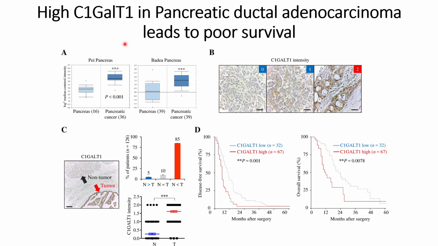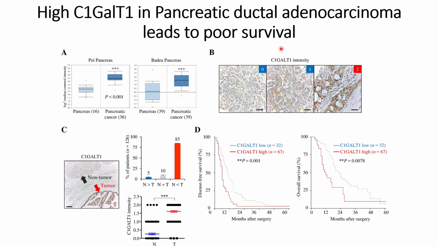So how did they come to this point, that C1GalT1 in pancreatic ductal adenocarcinoma leads to poor survival? First, they compared the C1GalT1 expressions in two pancreatic datasets, that is Pei pancreas and Badea pancreas. Here they are able to see that in pancreatic cancer cells, the Pei pancreas has high expression of C1GalT1 compared to the normal pancreas, and they observed similar results for the Badea pancreas dataset.